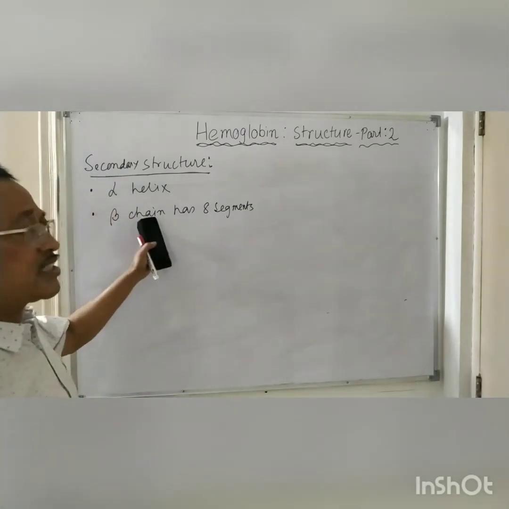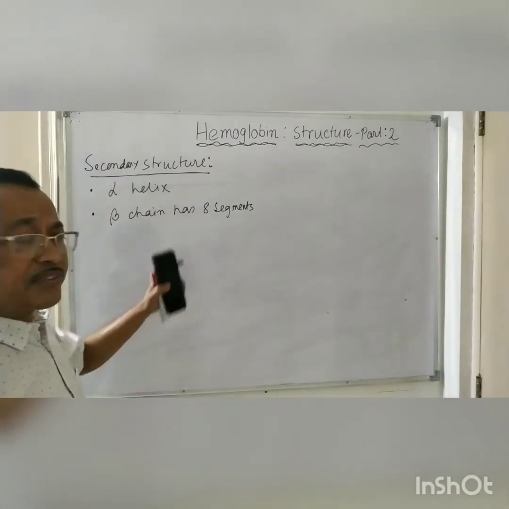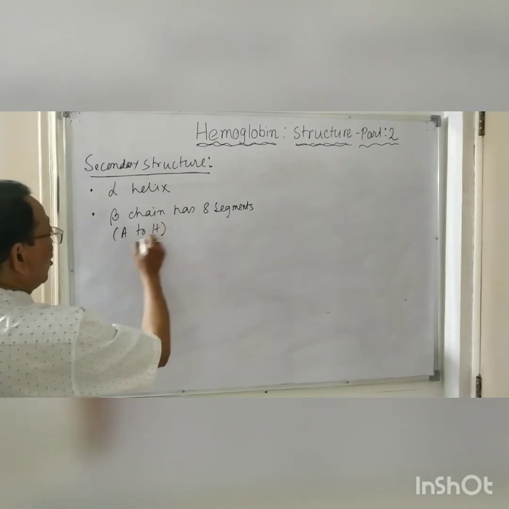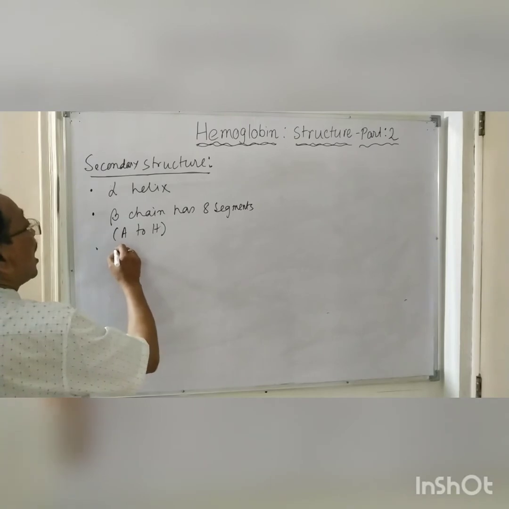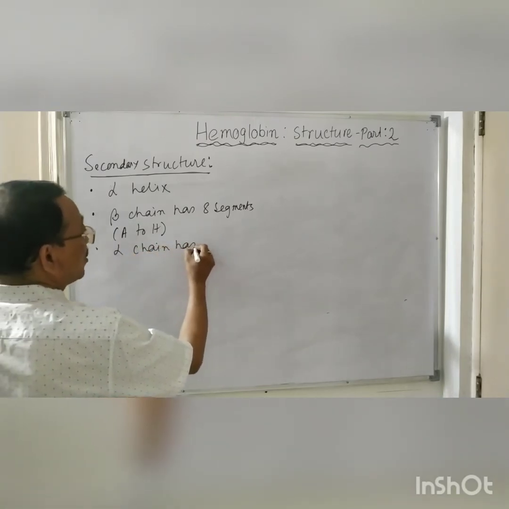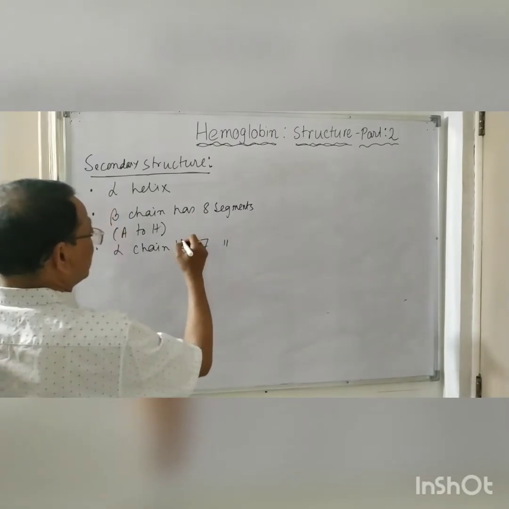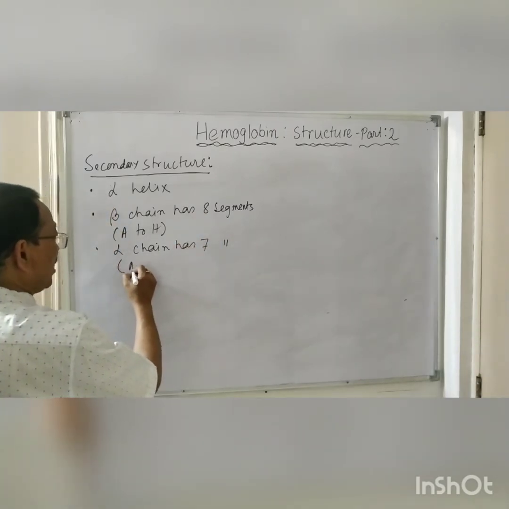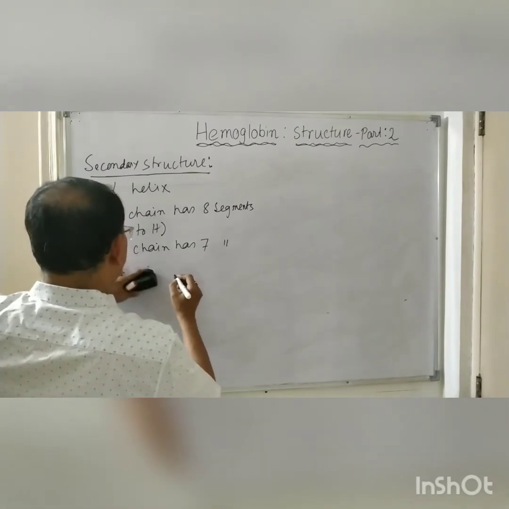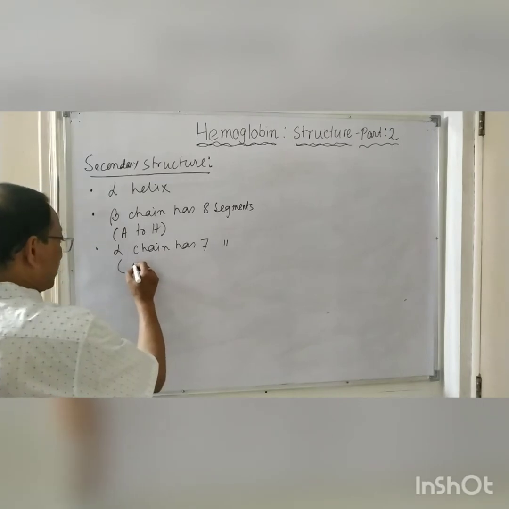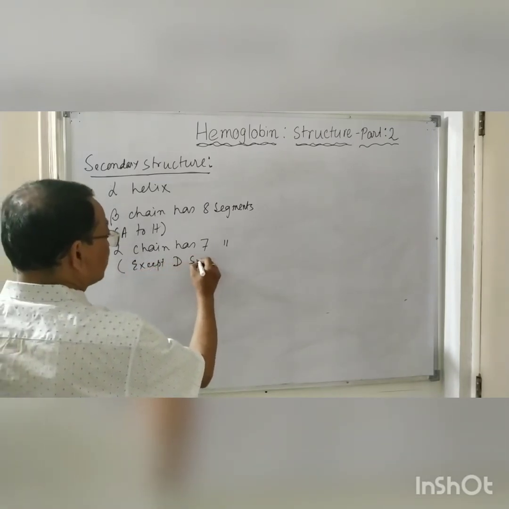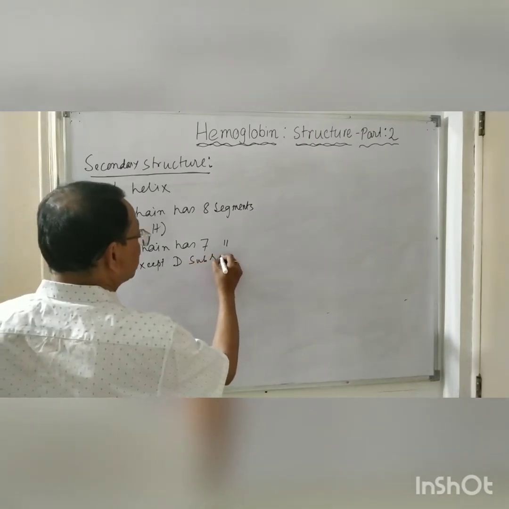The alpha helix of the beta chain has 8 subsegments, A to H, whereas the alpha helix of the alpha chain has 7 subsegments. This is also A to H, but except the D subsegment, or D subhelix.